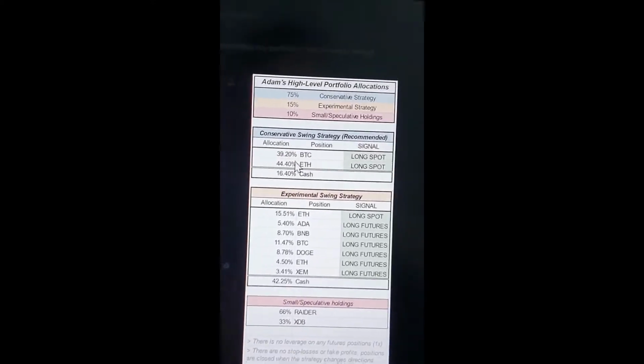And then you repeat this process for each part of the portfolio. So, for example, in the swing strategy, you've now calculated how much you are putting into the conservative strategy, and that's going to be coming down here. And then from that amount that you're committing to the conservative strategy, you multiply that amount by 0.392 and 0.444. And that gives you the two allocations for Bitcoin and Ethereum. The remainder will be cash. Continue this same process for both the experimental strategy and the small speculative holdings, and before you know it, you'll have all of the correct dollar amount allocations for all the different sections of the portfolio.